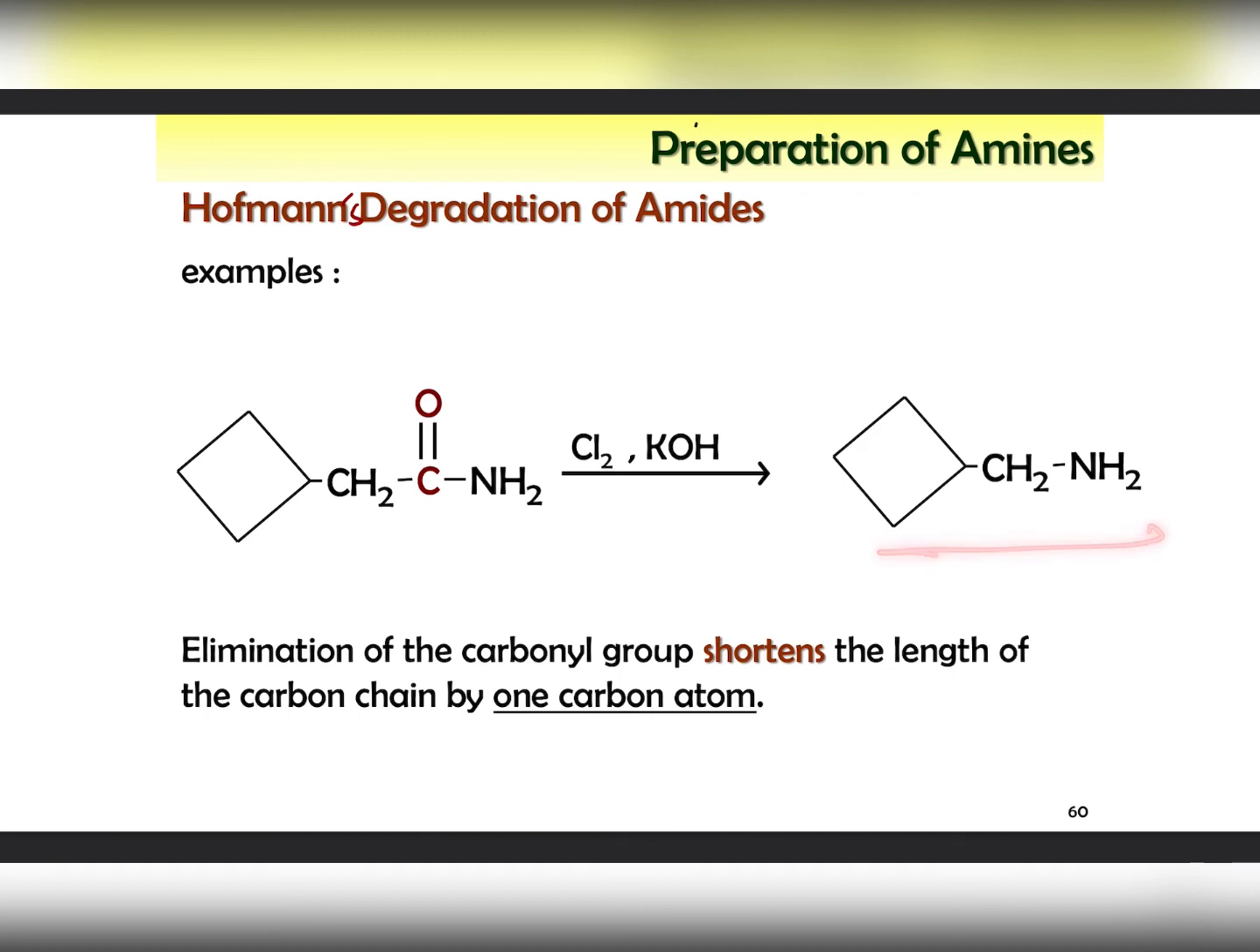Okay, so dekat reactant kamu, you have 1, 2, 3, 4, 5, 6 carbon. And for your product, you only have 1, 2, 3, 4, 5 carbon. Okay, so kita nampak pengurangan number of carbon here. It will decrease ataupun shorten the length of the carbon chain by 1 carbon. Hanya 1 carbon saja yang berkurang because we remove this C double bond O.